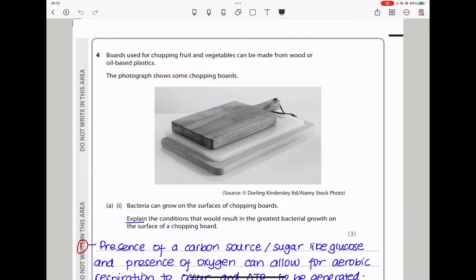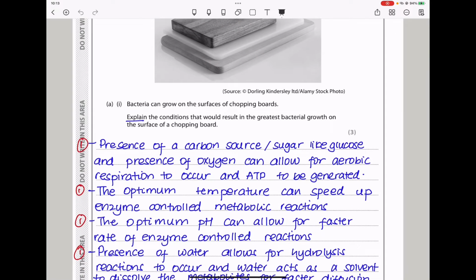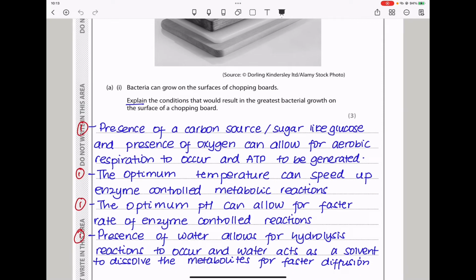Question 4. Boards used for chopping fruits and vegetables can be made from wood and oil-based plastics. So they are here. Some are made out of wood and others are made out of plastic. They say bacteria can grow on the surfaces of chopping boards. Explain the conditions that would result in the greatest bacterial growth on the surface of a chopping board.